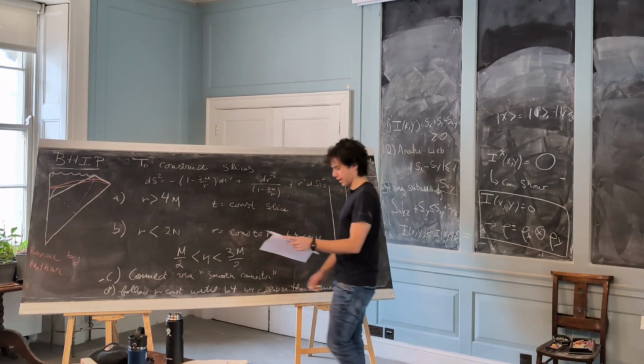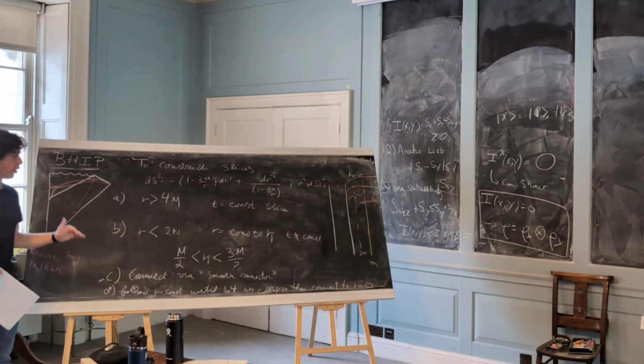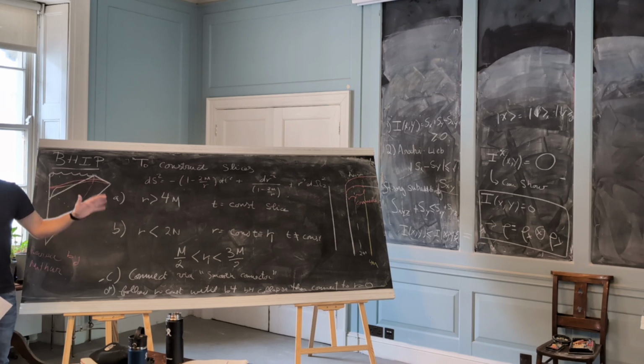And we learned that the state on our Cauchy slice is going to be entangled between inside and outside. Right?